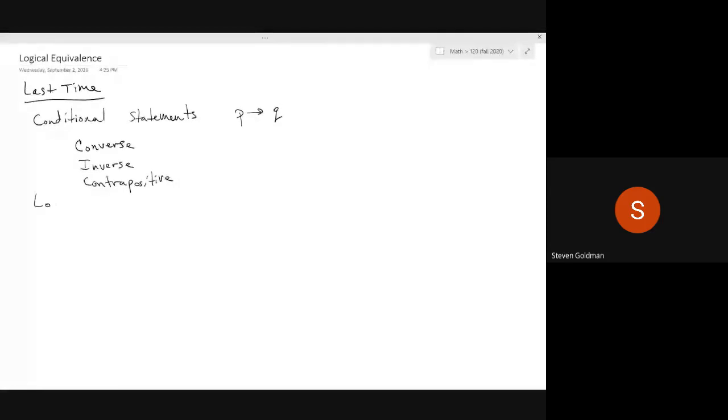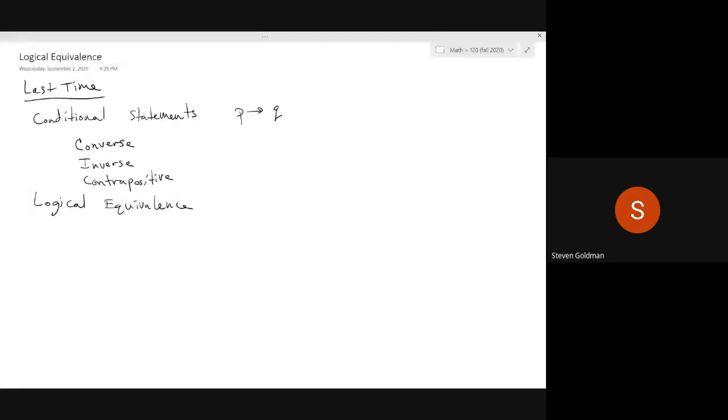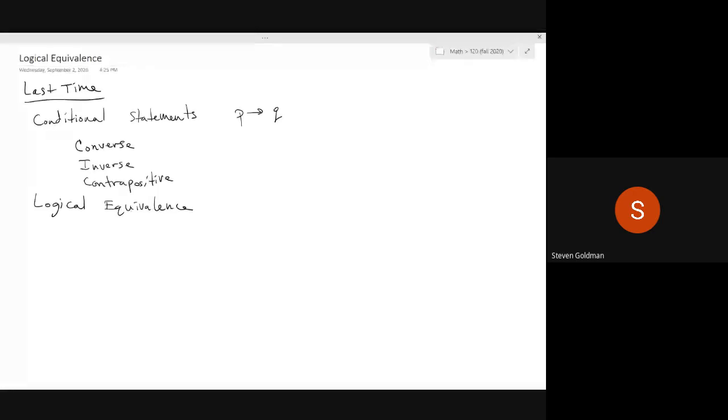Okay, we talked about logical equivalence. We said two compound propositions are logically equivalent if they always have the same truth values. We also said a conditional statement and its contrapositive are logically equivalent to each other.